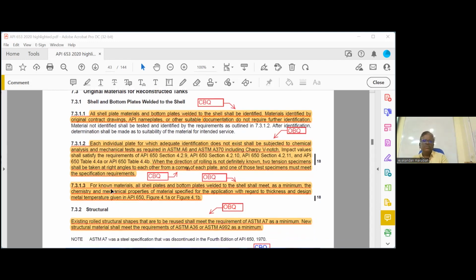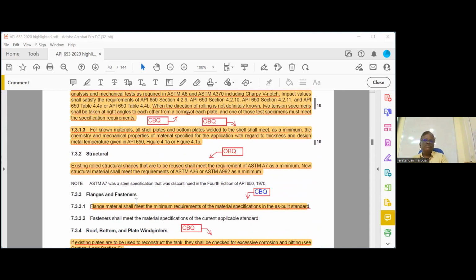Then 7.3.1.3, open book question. For known material, all shell plates and bottom plates welded to the shell shall meet as minimum the chemistry and mechanical properties of material specified for the application with regard to thickness and design given in 650. So for known material, we have to follow the 650 requirements. Structural: existing rolled structural shapes that are to be reused shall meet ASTM A7, new structural material ASTM A36 or ASTM A992. Just to highlight it, very rarely one question is asked, and that will be open book. The specifications, you don't need to remember.